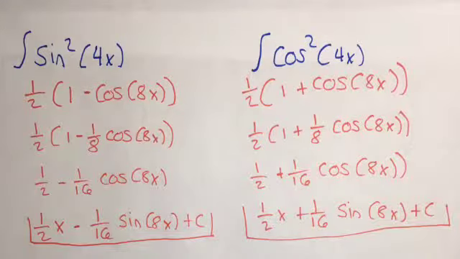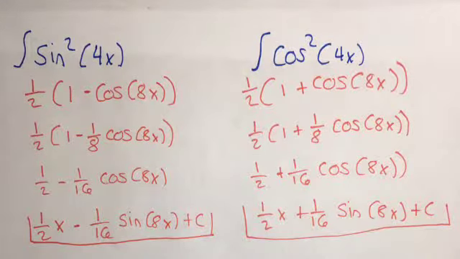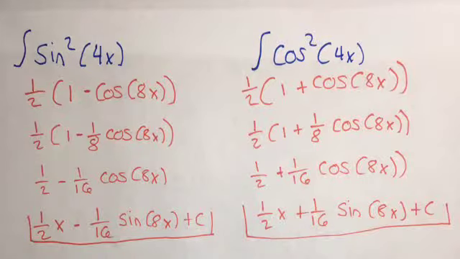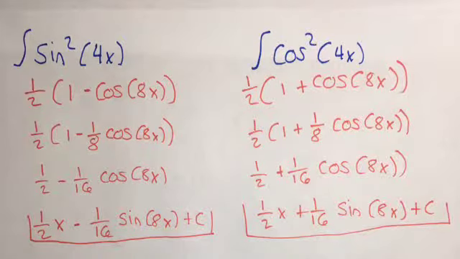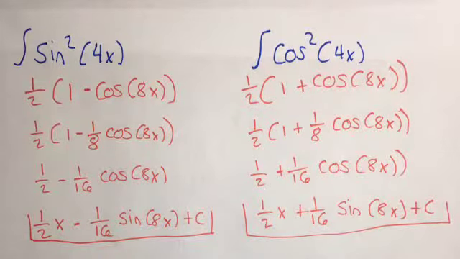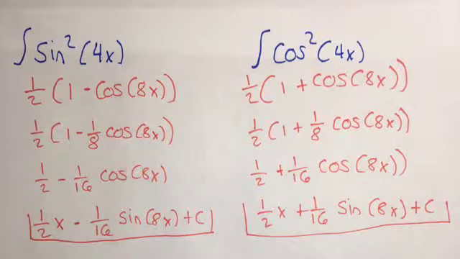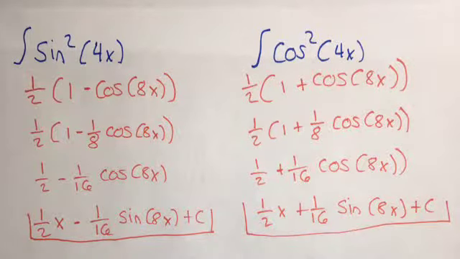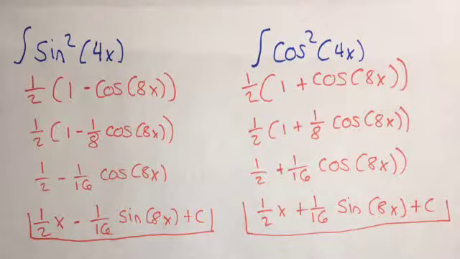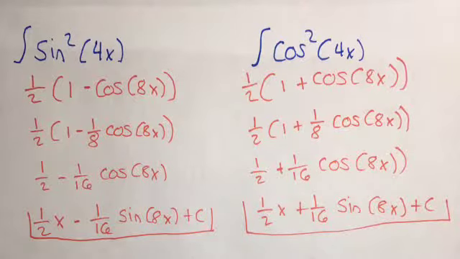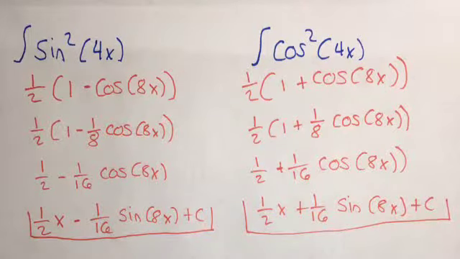Back to the example, we will use the formula of sine squared. We put 1/2 times 1 minus cosine 2 times the angle. Then we get the inverse derivative of 8x. There is 1 over 8. Then we multiply the 1/2 times the parentheses. Then we integrate each one.